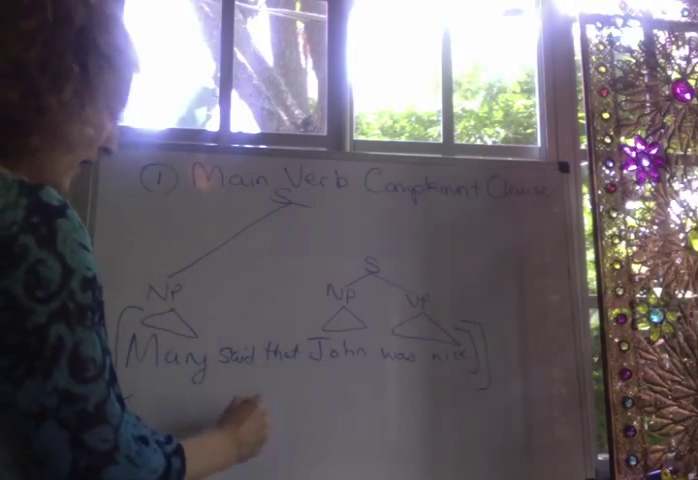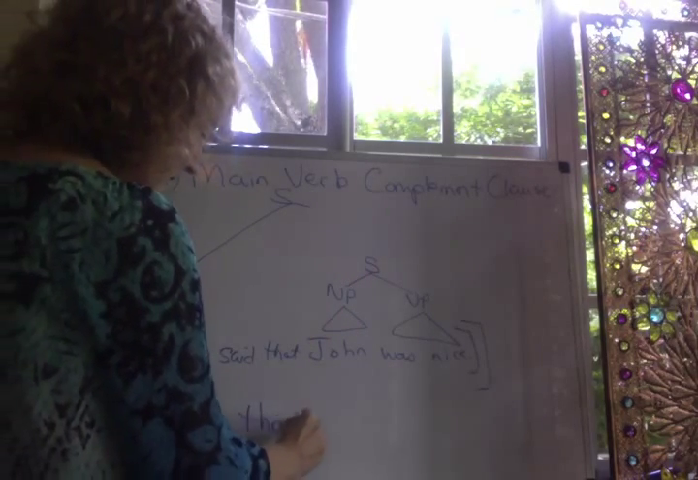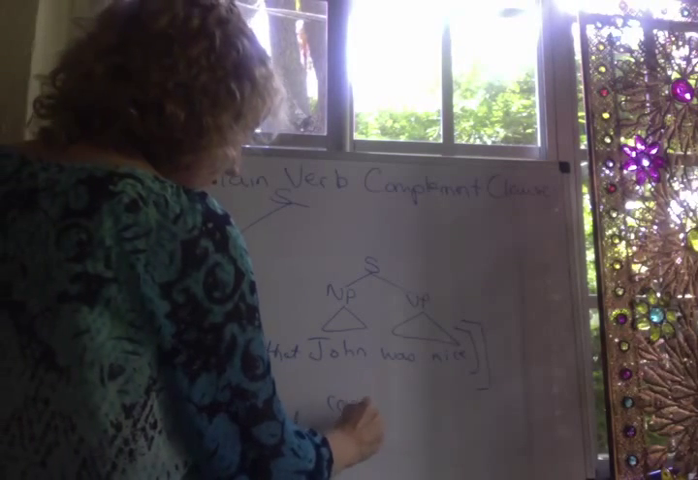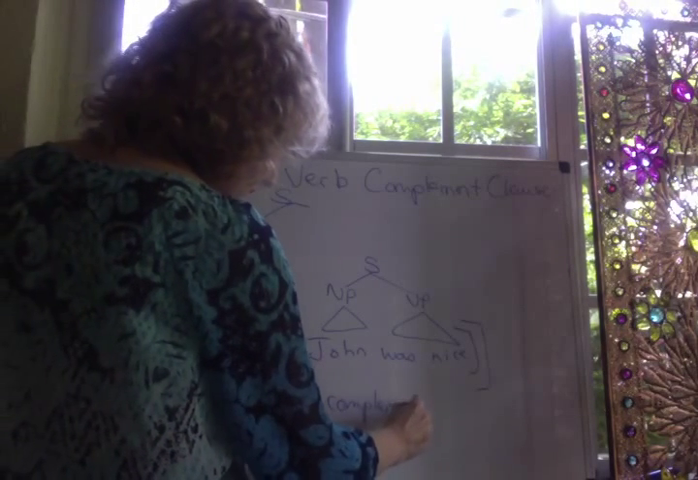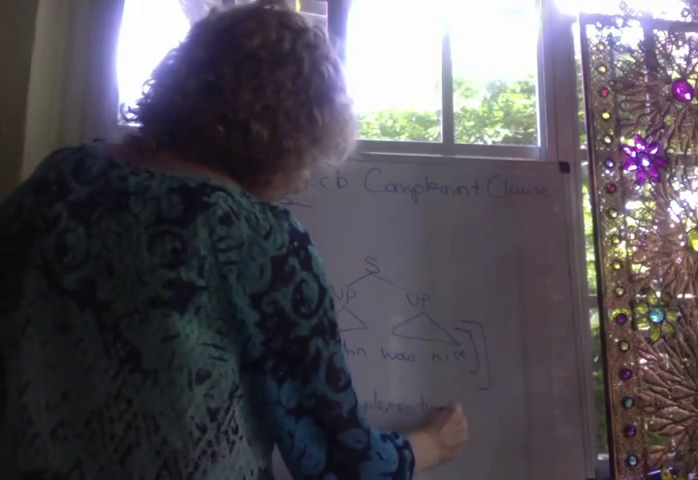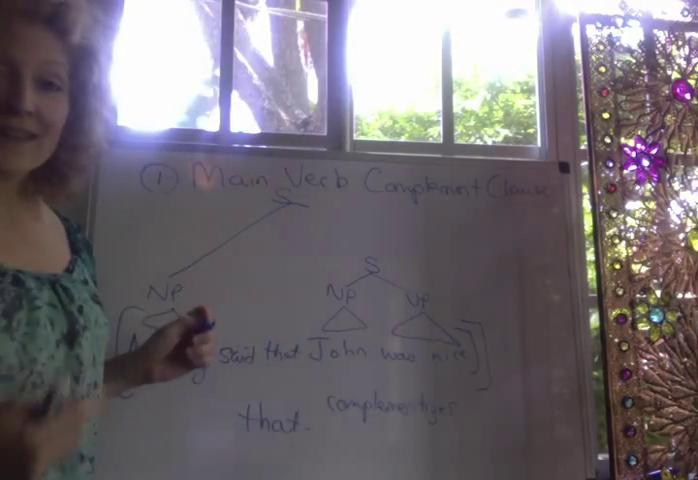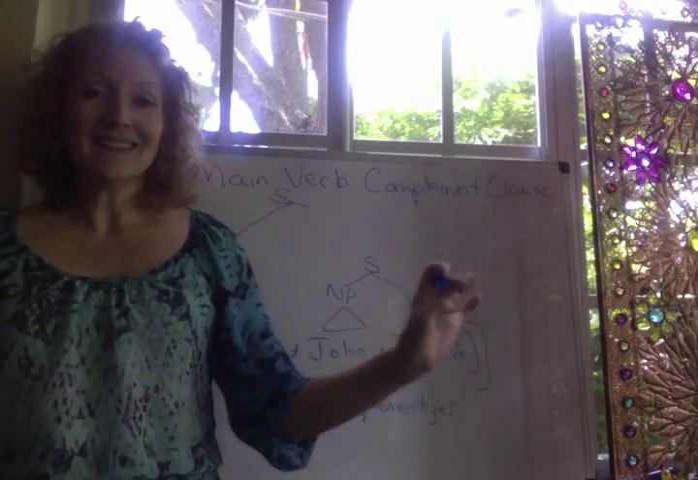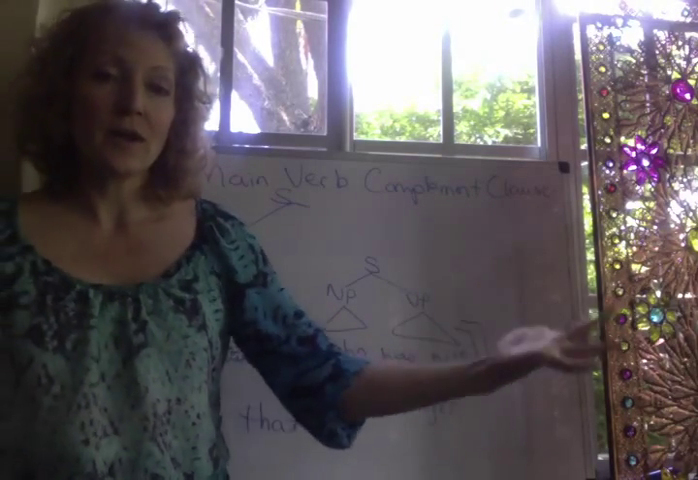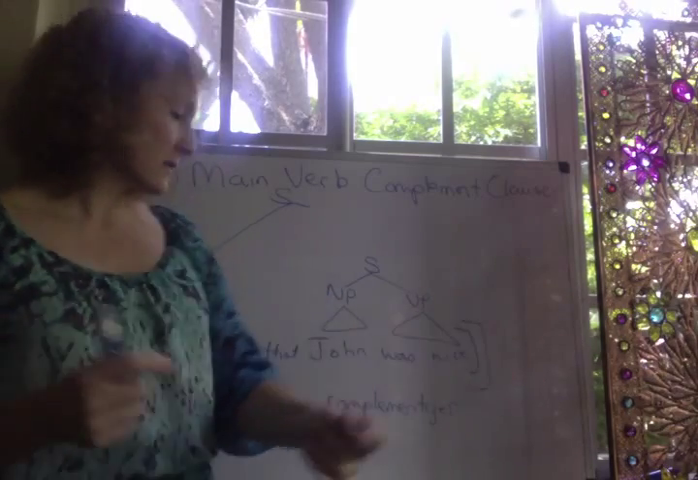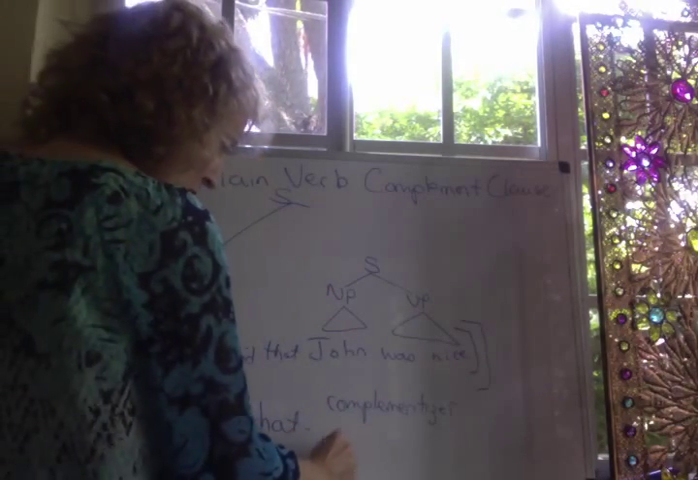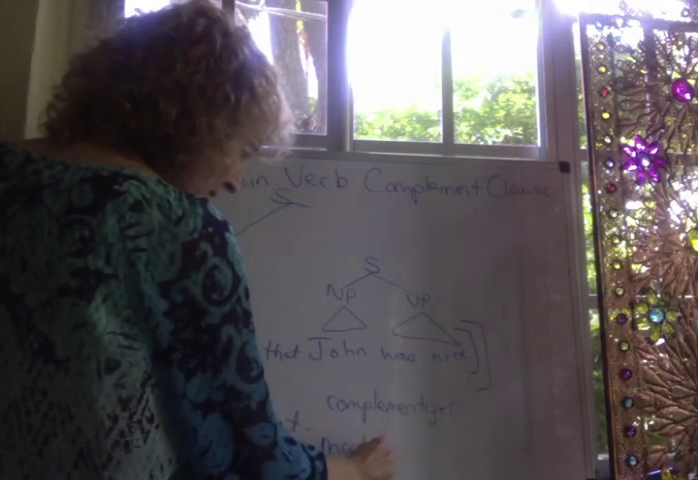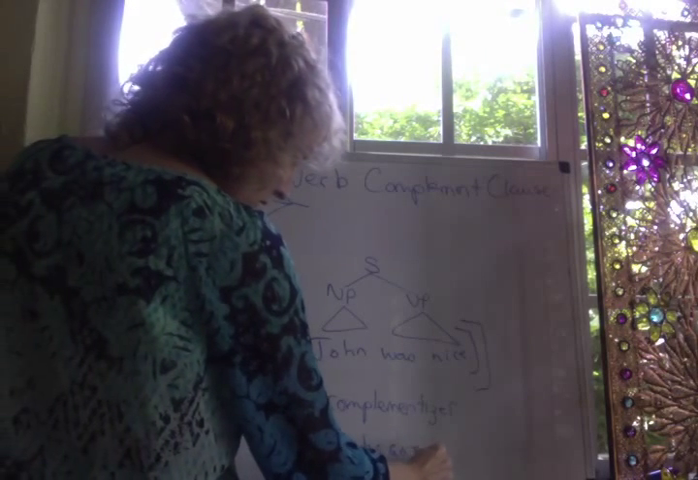So the word that is what we call a complementizer. And the function of the word that is to say whatever is occurring after me is an embedded clause. Whatever's coming up right now is an embedded clause. So it marks an embedded clause.